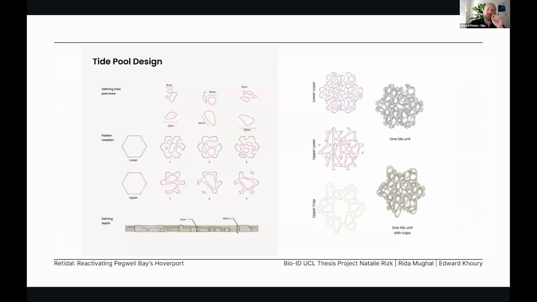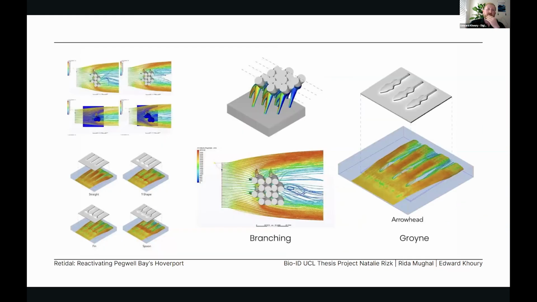So we designed these tide pool tiles that, based on our research, had the varying parameters and depths necessary for a wide variety of species. We also did analysis. This is CFD, which we'll get into later on day 2, to understand the amount of branching that was necessary, how much flow defense we needed, and also if there were necessary additional elements like groins to help with the reduction of water forces.